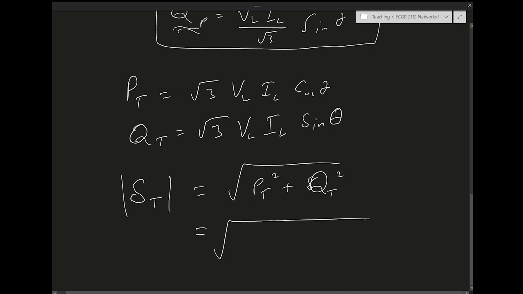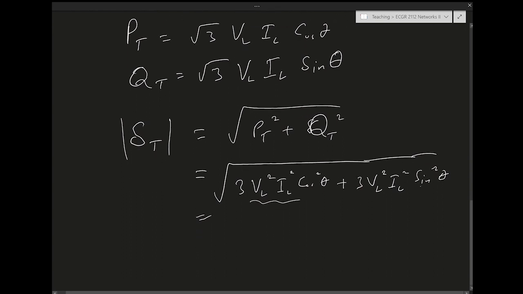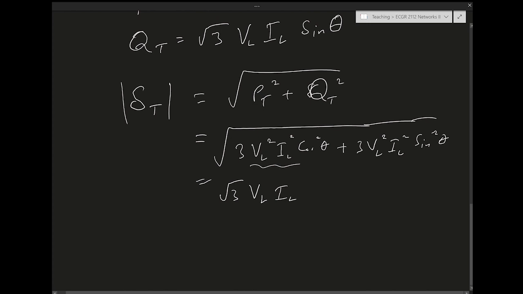So this is going to be PT squared is just going to be 3 VL squared IL squared cosine squared theta plus 3 VL squared IL squared sine squared theta. So taking 3 VL squared IL squared out, we end up with cosine squared plus sine squared, which is 1. Right? So we end up with square root of 3 VL IL. And then, of course, the angle of S of t is just going to be theta. That's what it's going to be.